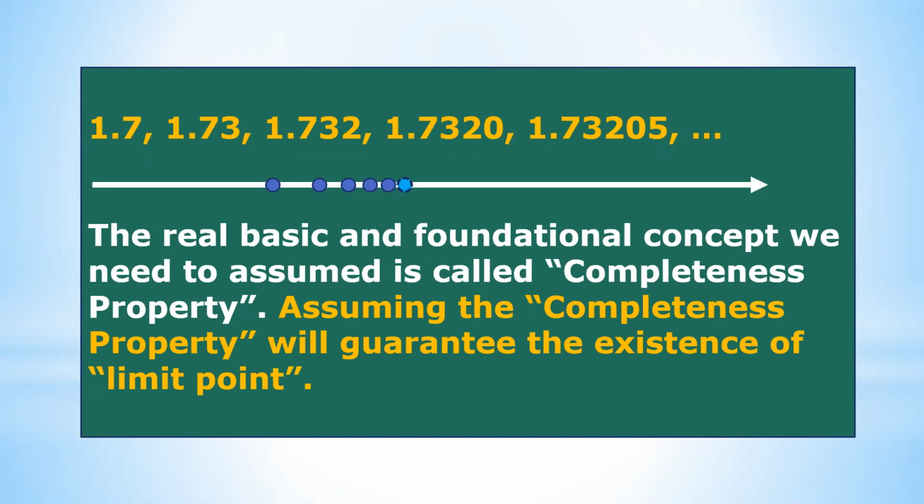So this property will basically guarantee the existence of a limit point. However, the property itself needs to be assumed and cannot be justified. You have to accept it. It's a fact.